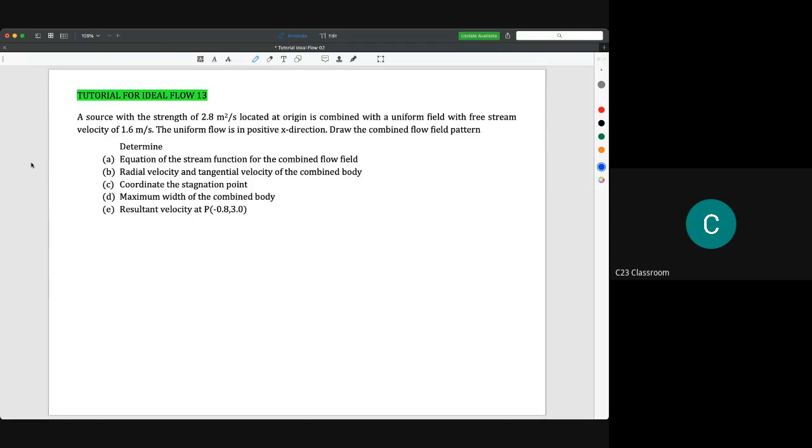Draw the combined flow field pattern and determine the equation for the stream function for the combined flow field, radial velocity and tangential velocity of the combined body. Radial coordinate of the stagnation point, maximum width of the combined body, resultant velocity at P (negative 0.8, 3.0). So you know that we have a source here, and then we have the linear uniform field here. So we are discussing the Rankine half body.